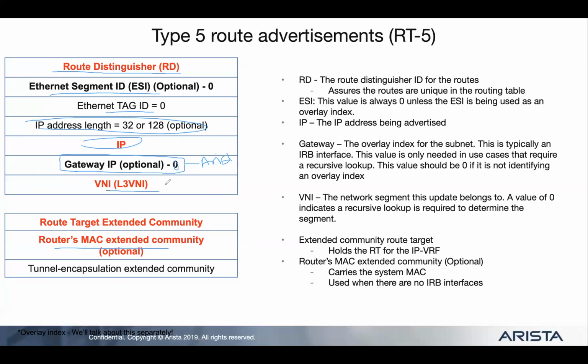VNI VLAN to VRF mapping, VRF to VNI mapping. In our case it was 10. So VNI information, route target, which is nothing but 10:10 in our case, and the MAC address of the MLAG system ID. And the tunnel encapsulation is VXLAN in this case. So this is all the information we will advertise.